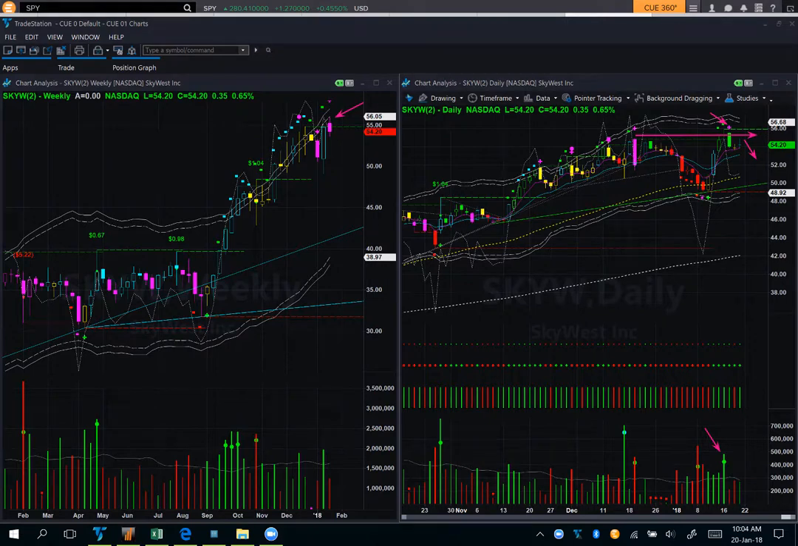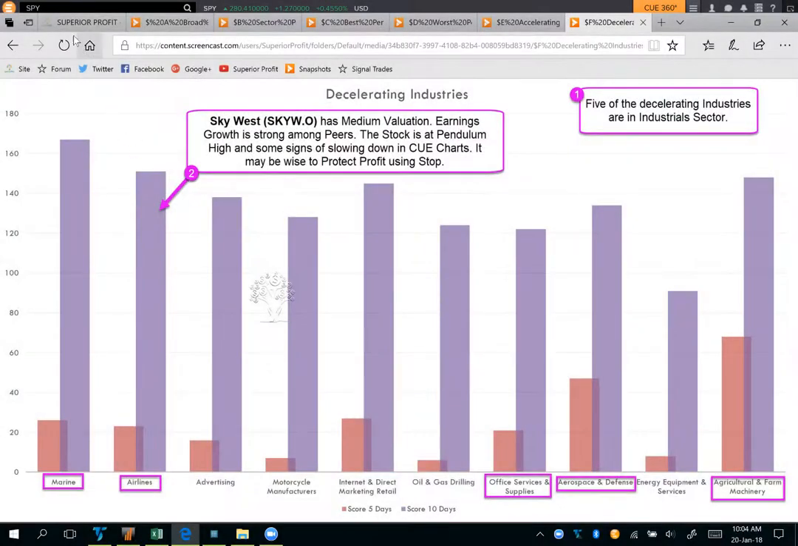Existing long positions may need to be protected and may also look for potential short using box trade setup. Let me summarize.